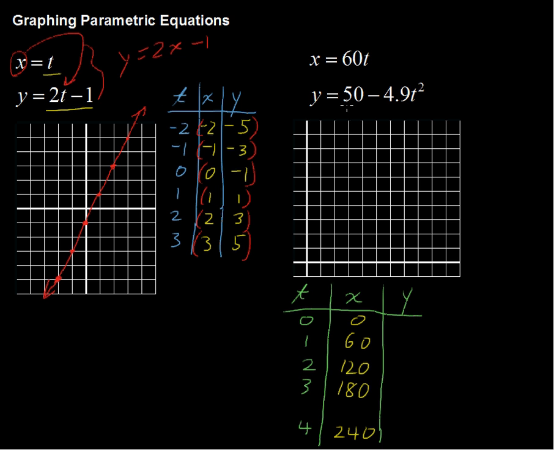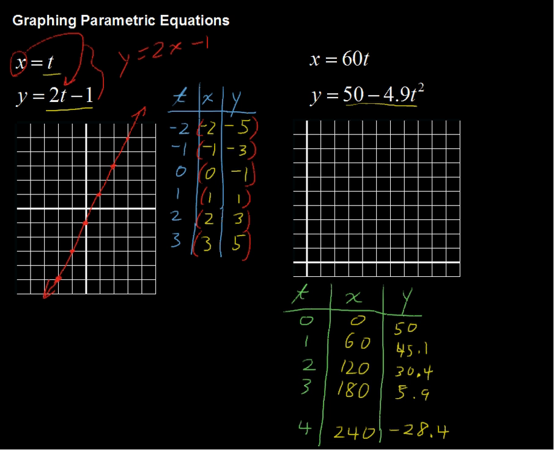Y is this longer version, 50 minus 4.9 t squared. So I can fill in when t is 0. That's an easy one. We can do that in our head. That's just 50. The next one isn't too bad in your head, but as they go on, it's easier with a calculator. I'll just fill these in. We've got 45.1. We have 30.4. We have 5.9. Then we have -28.4. I'm going to fill in this empty space here in just a minute.